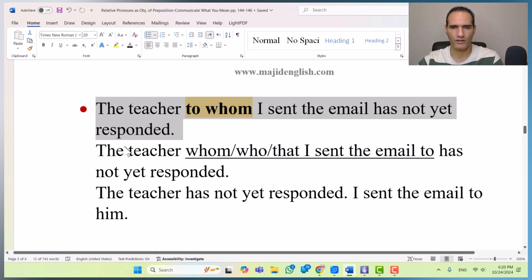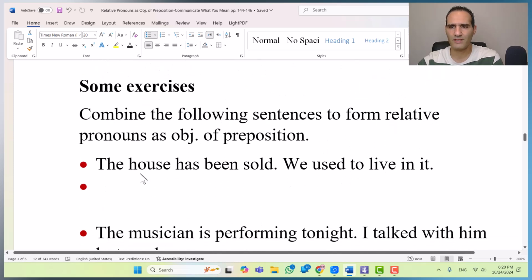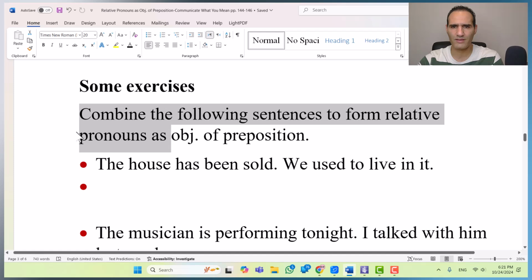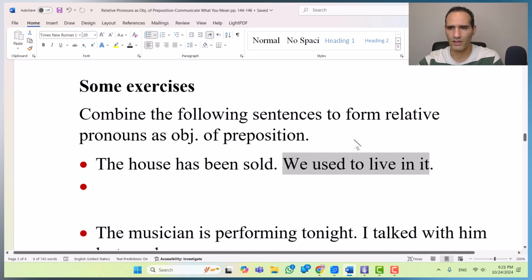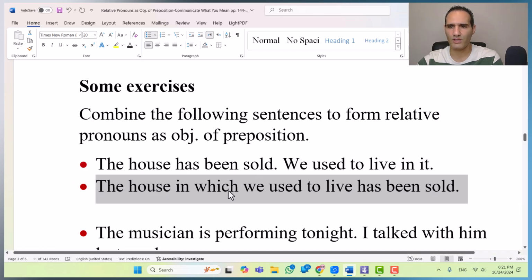Got it? Very good. Now, some exercises here for connecting these sentences together. Combine the following sentences to form relative pronouns as object of preposition. How? The house has been sold. We used to live in it. Live in. So this is the adjective clause for house. It should go right after the house. What is your answer to this? Very good. The house in which we used to live has been sold.